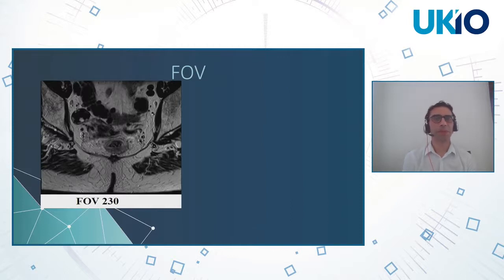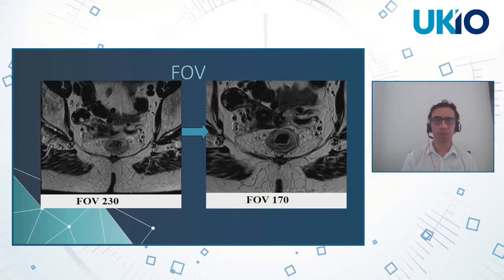So a little bit more on field of view. Here is an example of a relatively large field of view at 230 with quite a blurry image. If we decrease the field of view to 170, the image becomes much clearer. This is because with a smaller field of view, a smaller area is imaged, but the matrix size remains the same. So overall, the pixel size has become smaller and the spatial resolution higher.